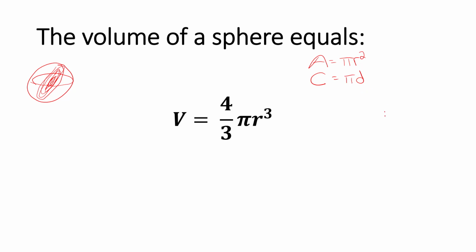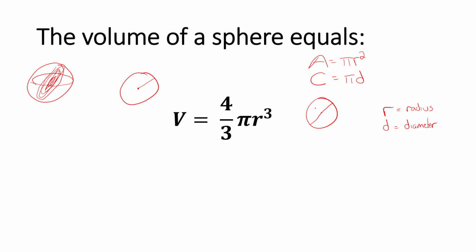Now, the r in our area formula represents the radius. The d in our circumference formula represents the diameter. Now, the radius in a circle is the distance from the midpoint or the center point to the edge of any part of the circle. The diameter of a circle is the line that extends from one side of the circle through the center to the other side of the circle.